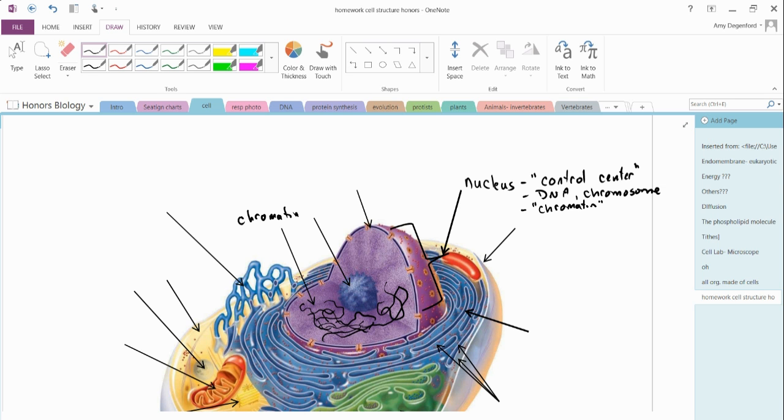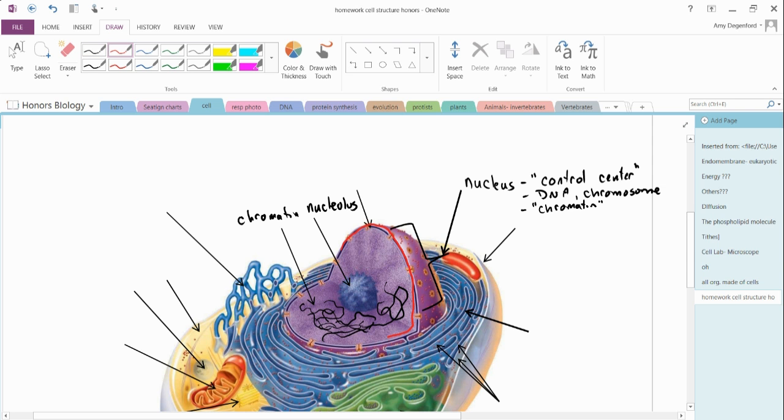What else is in the nucleus? Well, this dark blue center is called the nucleolus. And we'll talk more about what it does tomorrow. And then the line that we're seeing, let me outline that in red.